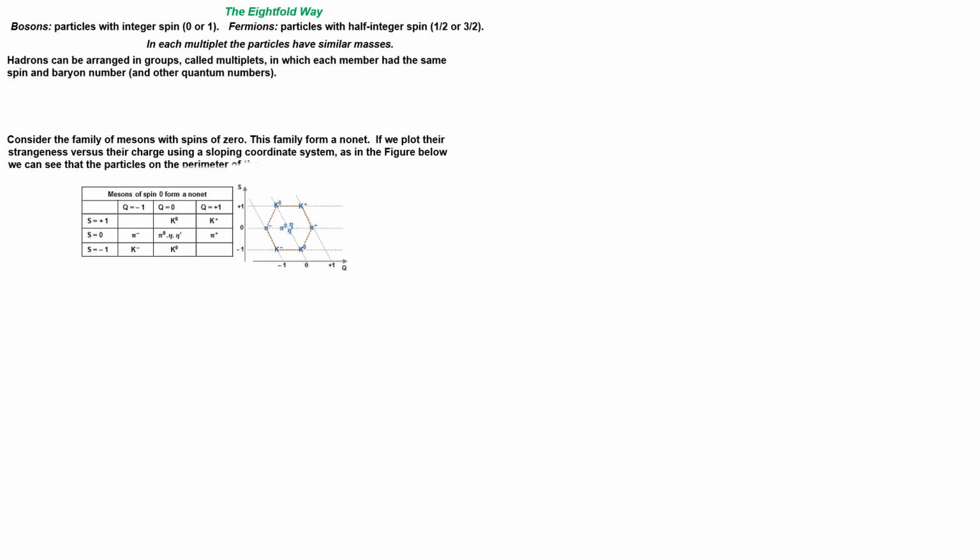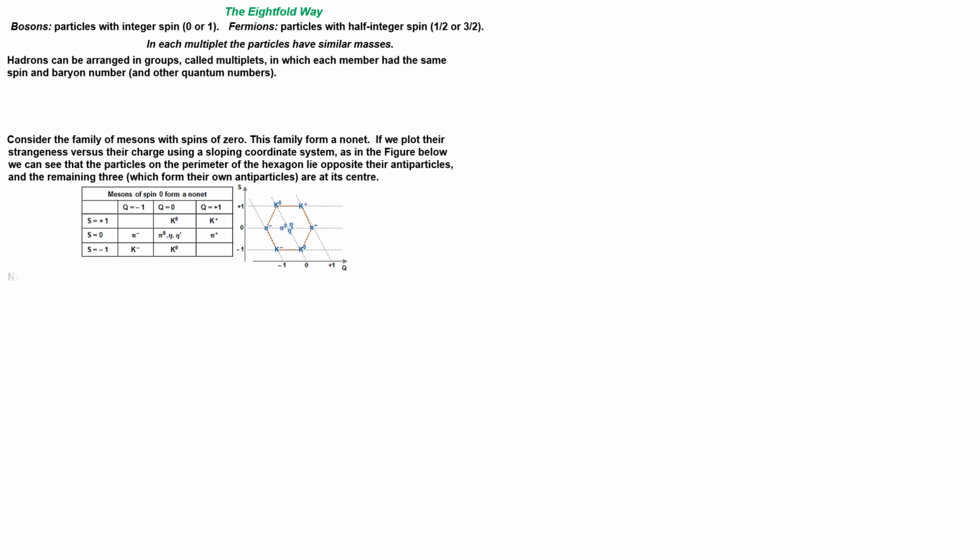If we plot their strangeness versus their charge using a sloping coordinate system, as in the figure below, we can see that the particles on the perimeter of the hexagon lie opposite their antiparticles, and the remaining three, which form their own antiparticles, are at its center.